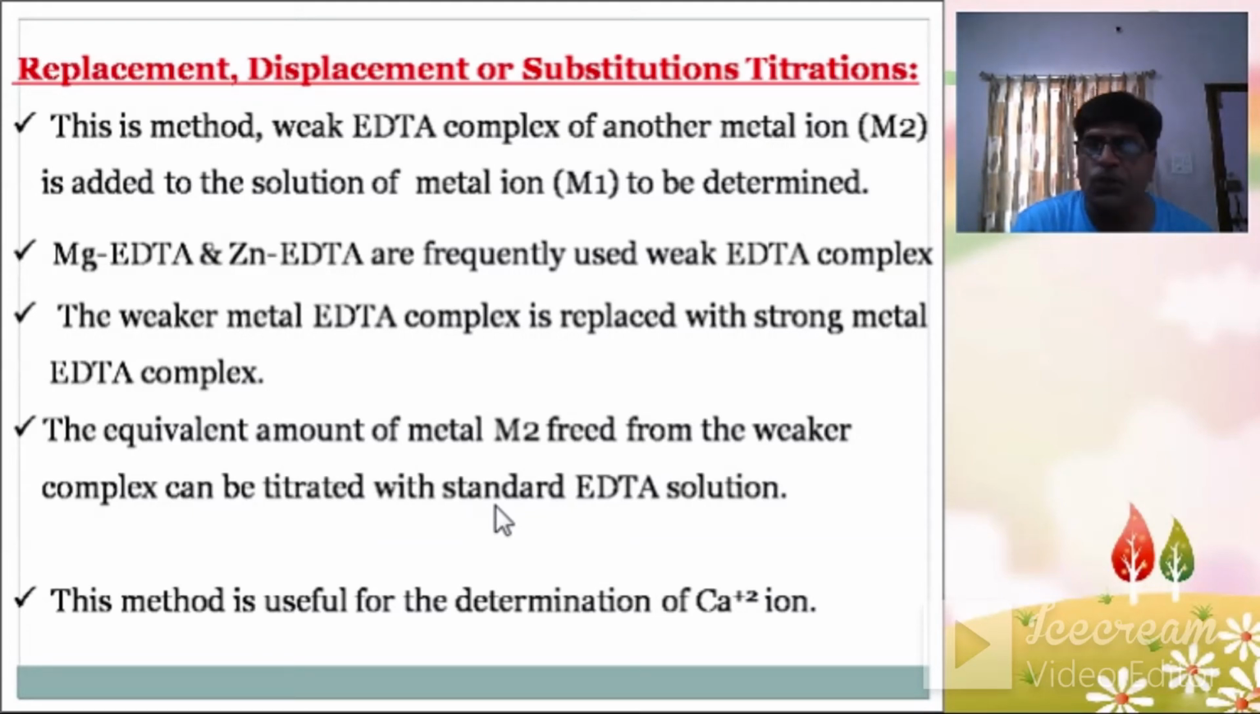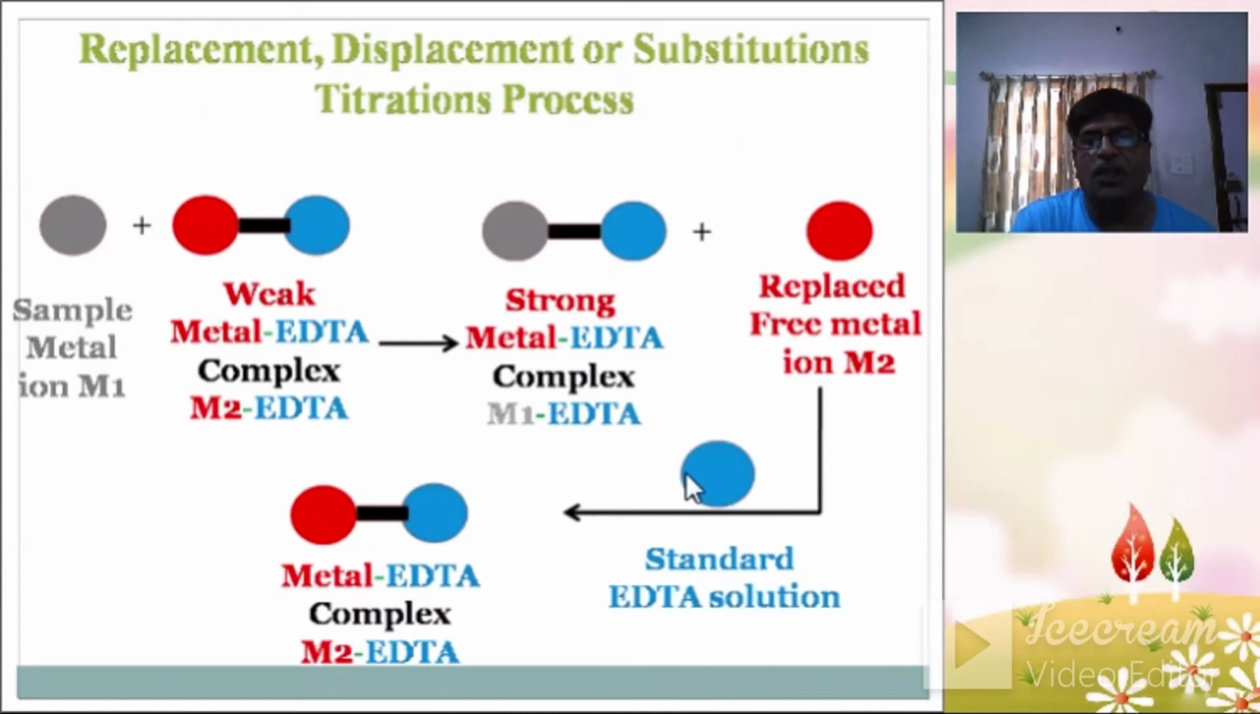This is the illustration, a picture of the replacement or displacement or substitution titration process. Here the first is the sample metal ion M1, added to a weak metal EDTA complex M2 EDTA; M1 forms the strong metal EDTA complex M1 EDTA and replaces the free metal ion M2. This free metal ion M2 further reacts with standard EDTA solution and the final metal EDTA complex M2 EDTA is formed.